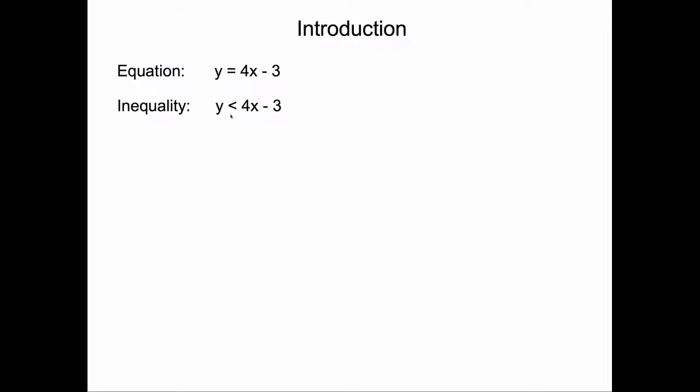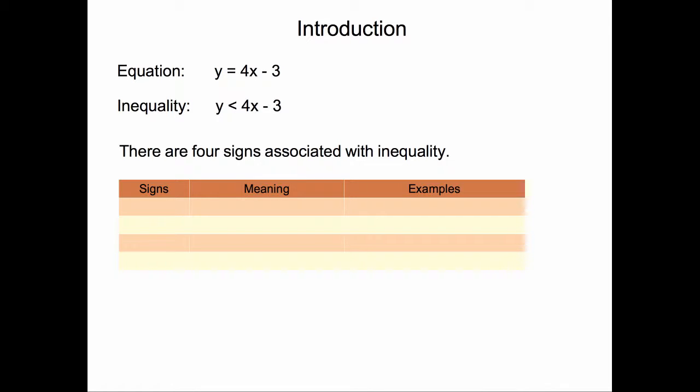Now recall I mentioned the words "is less than". I could have more than or greater than. So what other symbols could I have? Let's take a look at the complete range of symbols. There are 4 kinds of symbols we use associated with inequality. First is less than. We already saw that. It's less than.